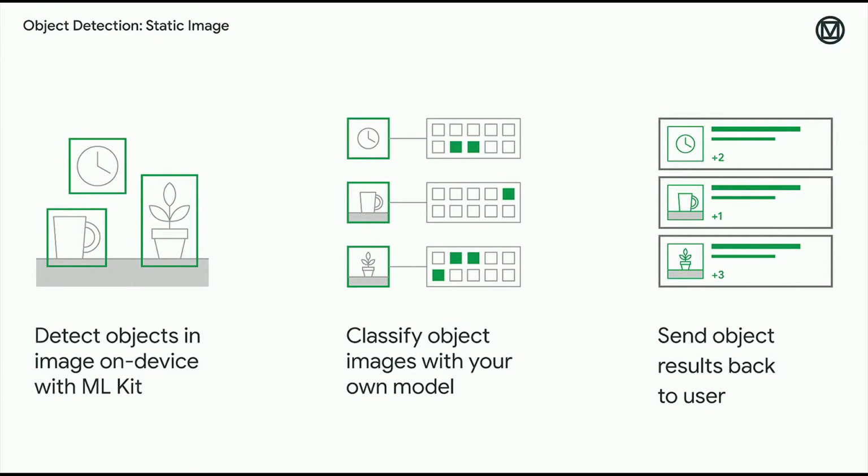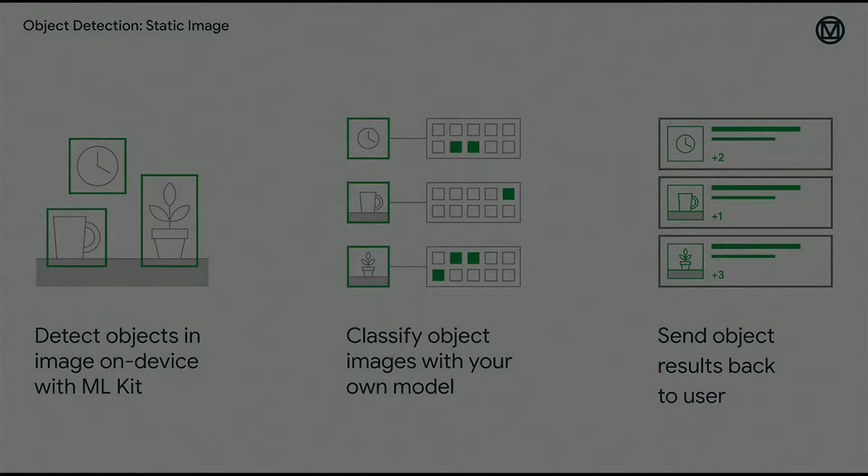So let's break down the technical flow of this experience. This is pretty similar to the live camera flow that Kunal shared earlier, just that here our source is different. We're using a static image instead of a live camera. So first, the objects are detected on device using MLKit. Then the objects are classified with your own model. And finally, the results are presented back to the user.